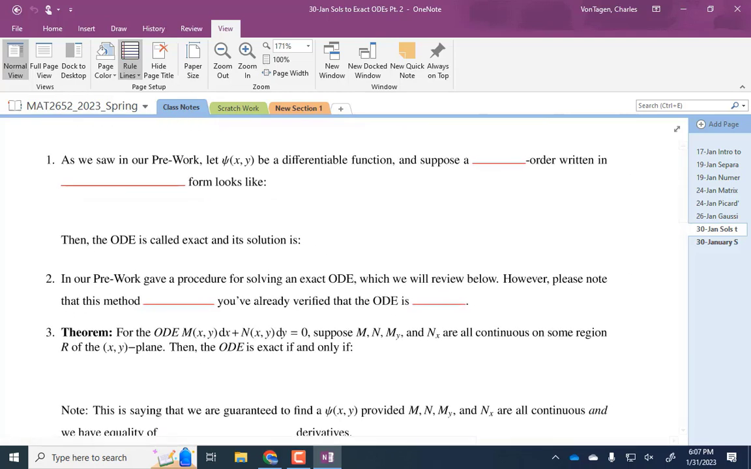All right. So in our pre-work, we basically learned everything I want you to immediately take from exact ODEs. I want to review, see if there's any questions, and then I want to do one extension from this.